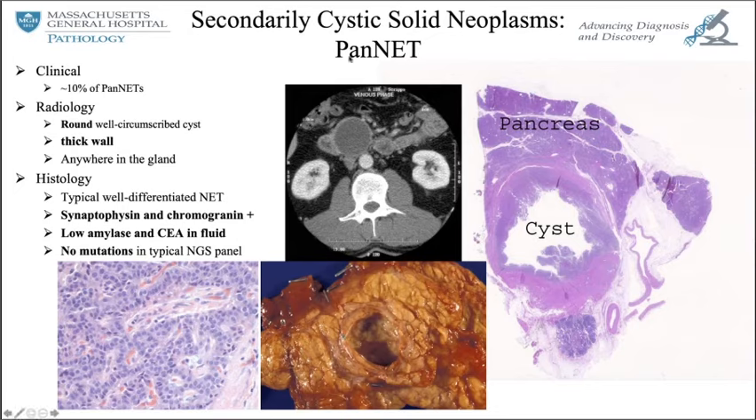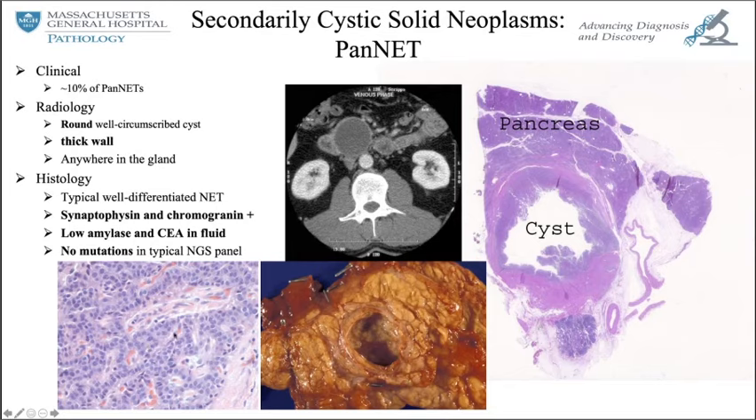Now, neuroendocrine tumors also can become cystic. About 10 to 15% of neuroendocrine tumors can become cystic. They become cystic from central necrotic degeneration, working its way to the outside, which is why one of the key features on imaging is a thick cyst wall, and this can make them confused with mucinous cystic neoplasms. Histologically, they look like typical well-differentiated neuroendocrine tumors where you can see the polygonal morphology of the individual tumor cells.